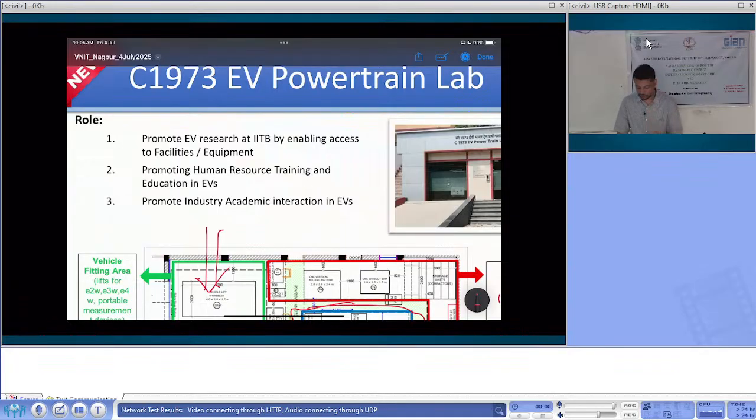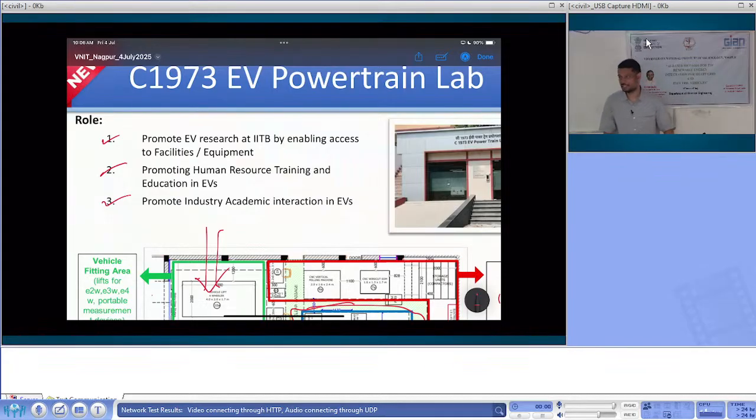Promoting human resource training. So we started a new executive postgraduate diploma in e-mobility, which is like a combination of 6 courses. All courses are online, but they are live. And if a student completes those 6 courses, we award them with an IIT Bombay diploma, which is like an IIT Bombay degree sort of thing. And then a lot of other training programs are going on in point 2, and point 3 is to promote industry academia interaction, and that has also been quite successful.